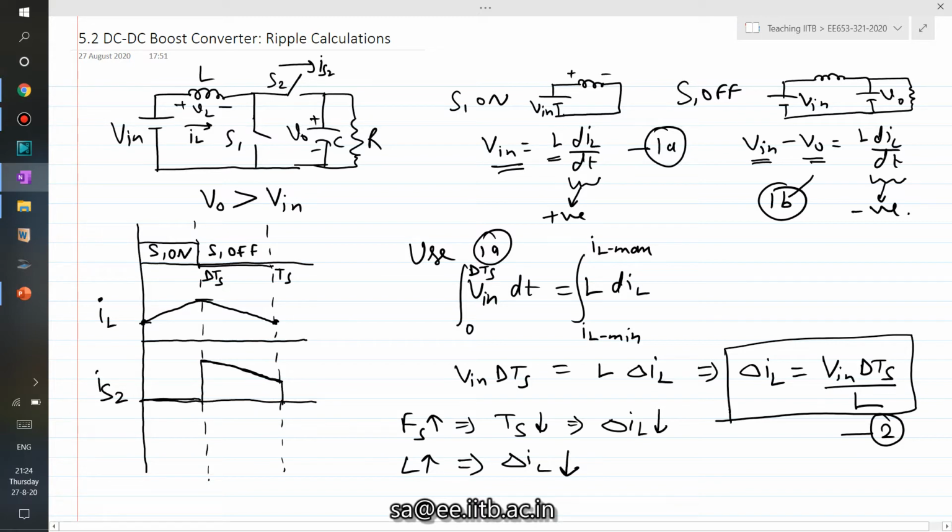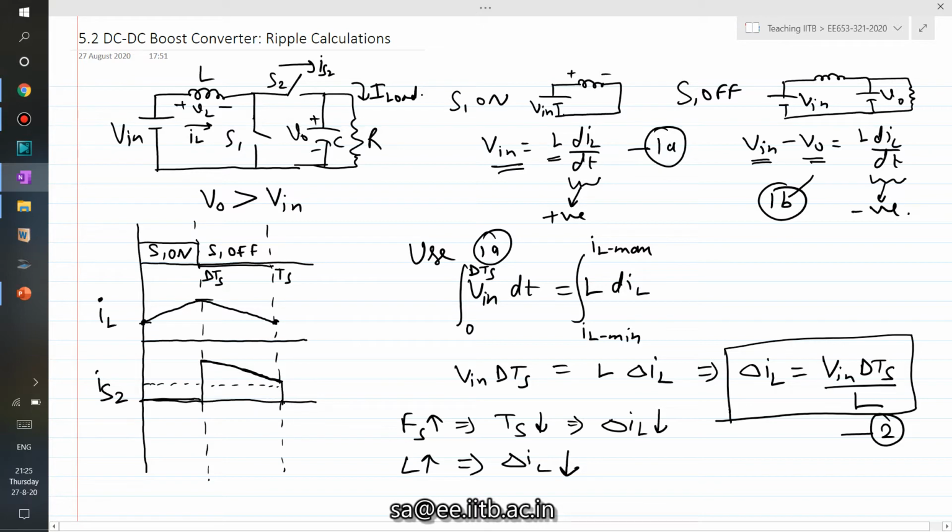This is my switch S2 current. Now we also understand that since the average current in the output capacitor is going to be 0, the average value of switch S2 current is going to be equal to the average value of load current, I load. And therefore I can draw a line.